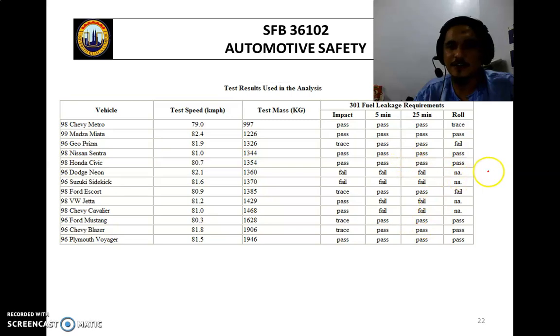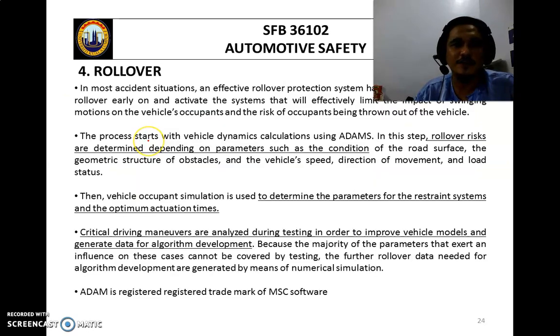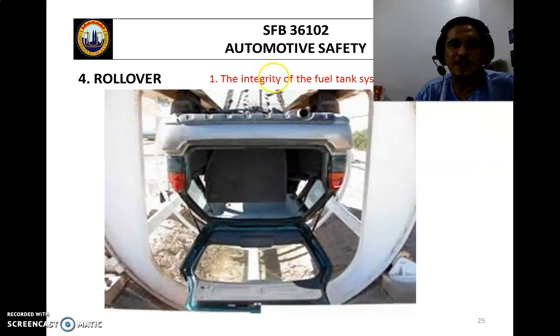Okay, some of the categories you can see here have failed. Okay, rollover. For rollover, we have two categories. The first is the integrity of the fuel tank system, where the car will be mounted on the device and turned step by step until 360 degrees. This is the first category of the rollover.